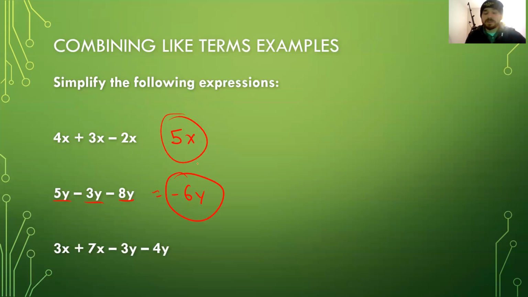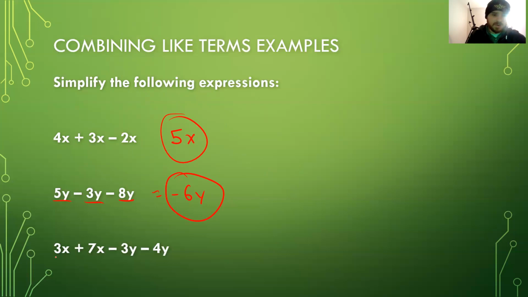Now, again, these are answers. These have letters in them, but we're done. We can't do anything else with this. We can't solve. We can't get a number until we have a value for x or y, which in this entire unit, we're not really going to do. So this is kind of where we stop with these.